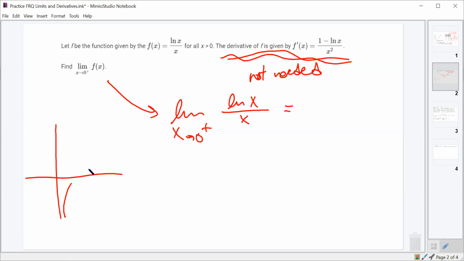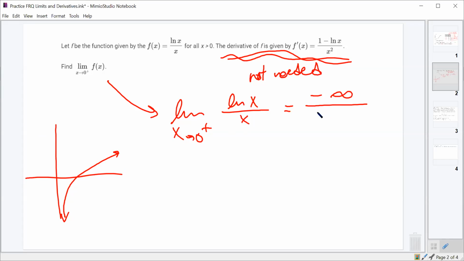Right, here's your natural log. Yeah, negative infinity. There's your natural log function, basically, right? As we approach 0 from the right, it goes down to negative infinity. And then that's divided by x. Well, what's x approaching? X is approaching 0 from the right. So what do we have down here?